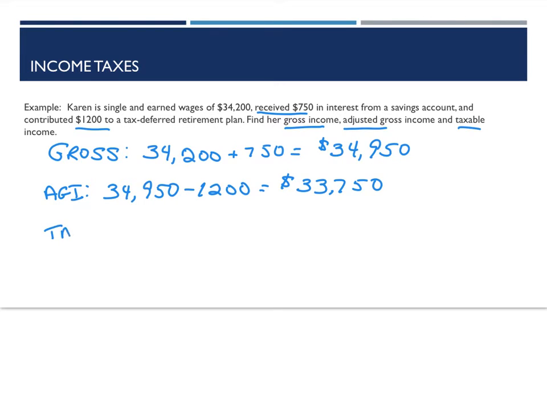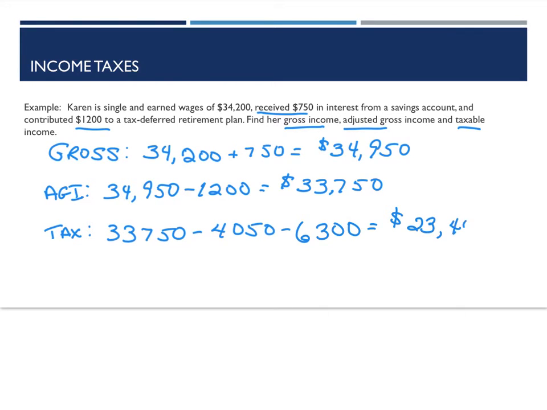Her taxable income, you'll have to refer to the charts to be able to understand where the amounts come from. But her adjusted gross income is $33,750. She gets to subtract off $4,050 as her exemption, her personal exemption, and then she gets to subtract off $6,300 for being single, which leaves her with a taxable income of $23,400.